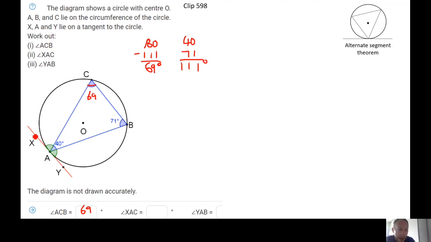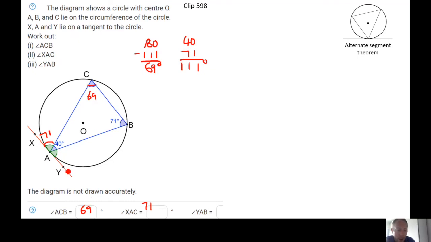XAC. XAC. That's this angle on the outside. Well, which one's the same as that using alternate segment theorem? Well, that's the same as that 71. So this one would be 71. I'm going to write it in there in case we need it in a minute.